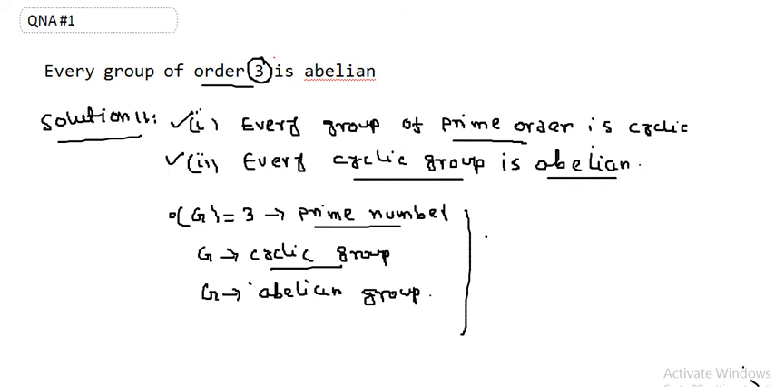So instead of 3, if it is given to show that every group of order 5 is abelian, you can use the same procedure and formula. And if it is given to show that every group of order 7 is abelian, we can again use the same formula. So for any group of prime order, we can use this formula, and from there we can easily conclude that every group of prime order is cyclic.